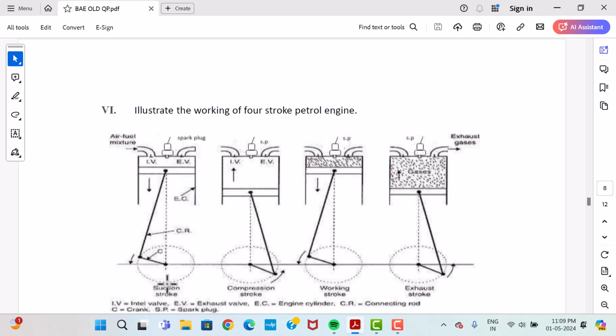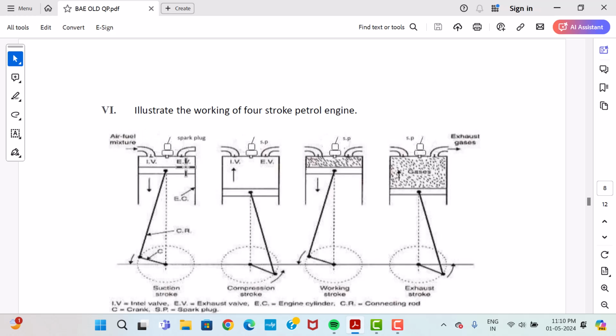The first stroke is called the suction stroke, the second stroke is called compression stroke, the third stroke is called power stroke or working stroke, and the fourth stroke is called exhaust stroke. Whenever you are explaining a stroke, you have to specifically mention some details like what happened to the inlet valve and exhaust valve, what is the position and movement of the piston, what is the rotation of the crank angle, what is the pressure and temperature inside the cylinder, whether it is increasing or decreasing, and whether the spark plug is occurring or not.